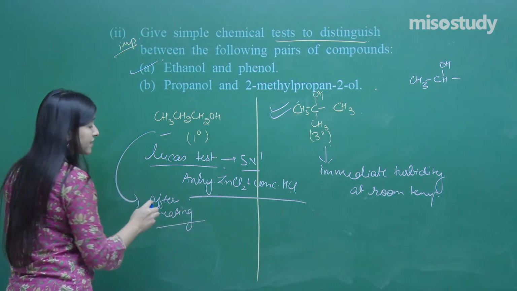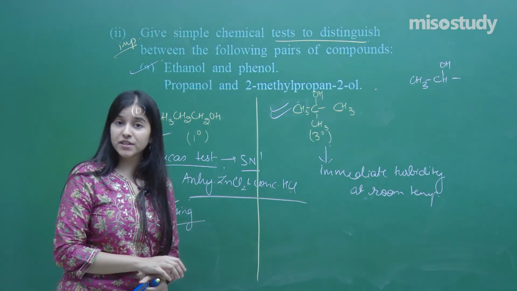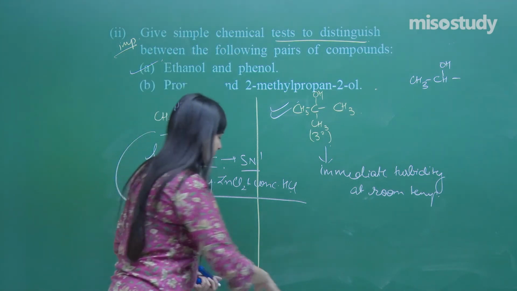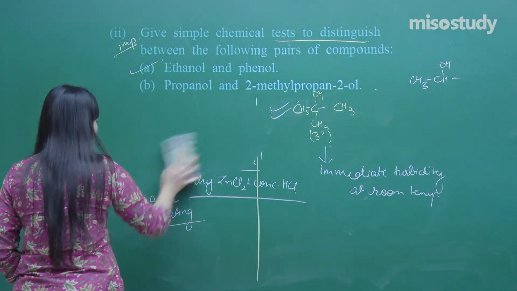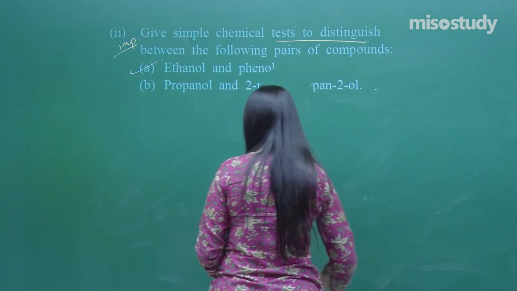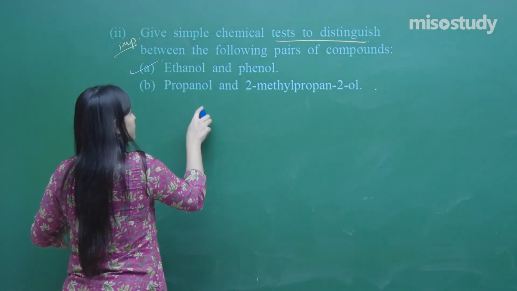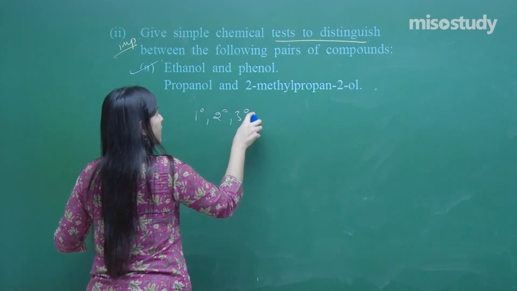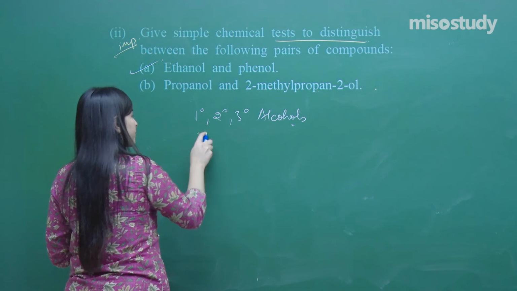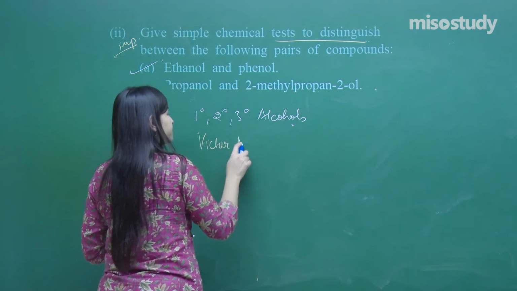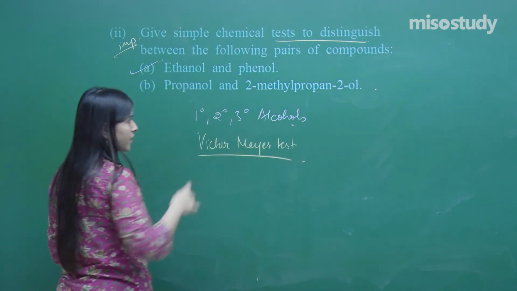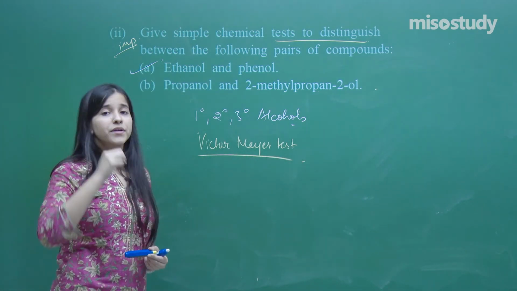And yes, we have discussed this entire process in very much detail, so I am not going into the detail for that. You have to write that down, right? Let's move on. For your information, I would like to tell you that there is one more test, which is a very good test for primary, secondary and tertiary alcohols. And that test is the Victor-Meyer test. You can read about it.